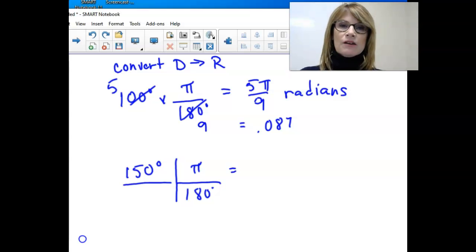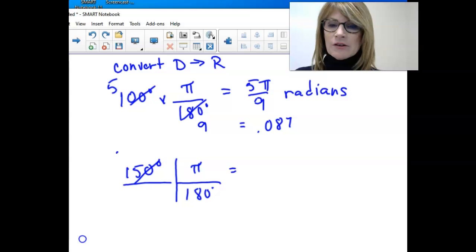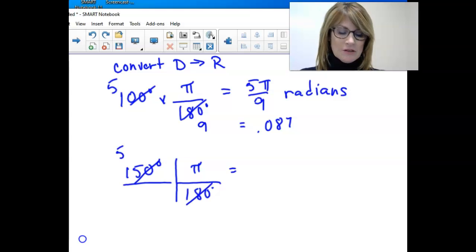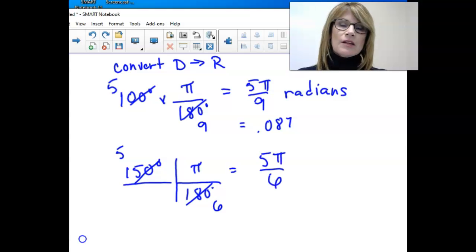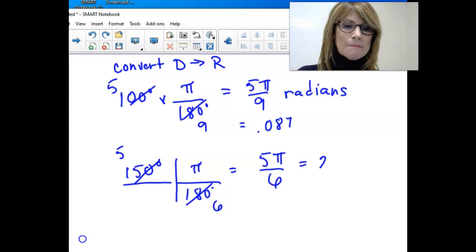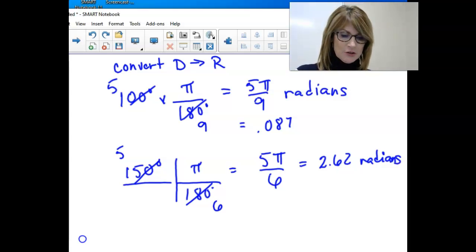150 times pi over 180. 150 and 180 are both divisible by 30. 30 goes into 150 5 times. 30 goes into 180 6 times. So that would give us 5 pi over 6, or you could change that to a decimal, 2.62 radians.